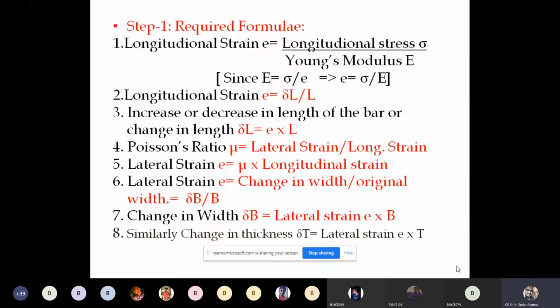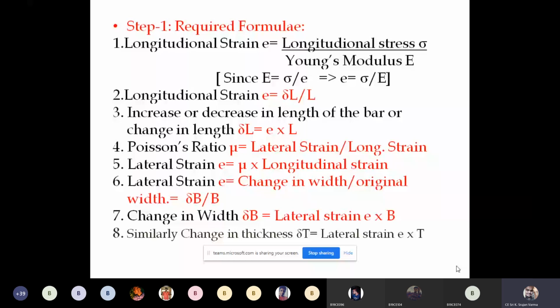But for longitudinal strain, we have the formula. See the second formula. Small e is equal to delta L by L, where delta L is change in length divided by capital L, the original length. The third formula required here is the increase or decrease in length of the bar, or change in length. Delta L, from the second formula itself I took this: delta L is equal to strain multiplied by original length, e multiplied by L. And next we know the definition of Poisson's ratio.